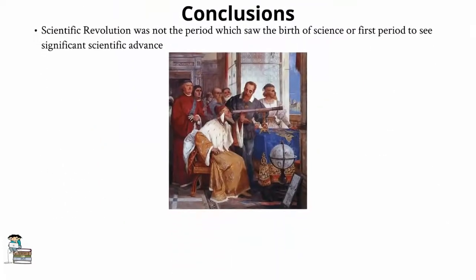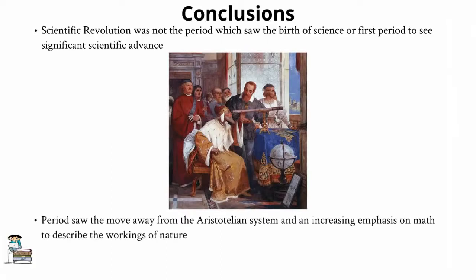So to conclude, while the scientific revolution was not the period which saw the birth of science, or the first period to experience significant scientific advance, it was a period which saw remarkable individual achievements in natural philosophy by men who are now viewed as giants of the field. It was also the period which saw the overthrow of Aristotle's natural philosophy and an increase in the use of mathematics to describe the natural world.